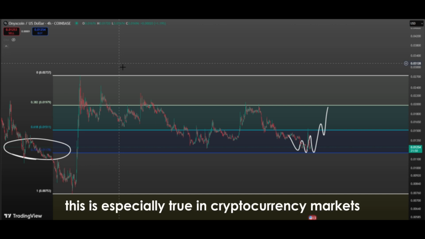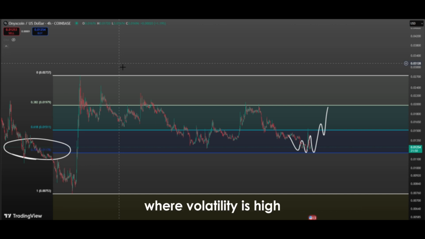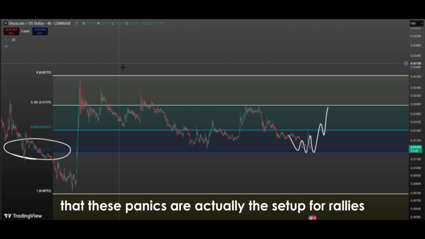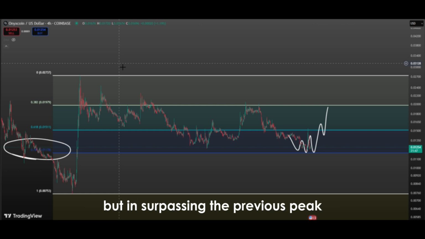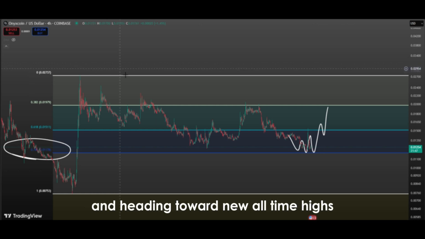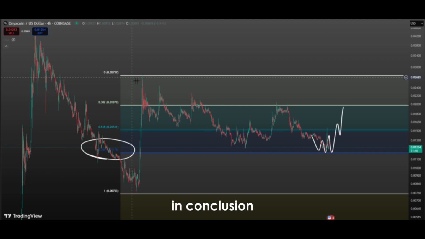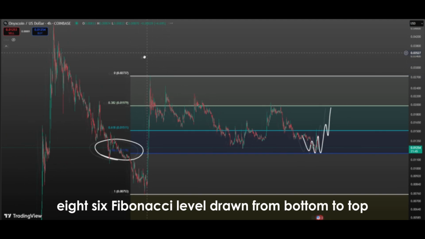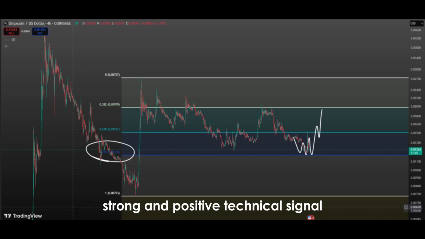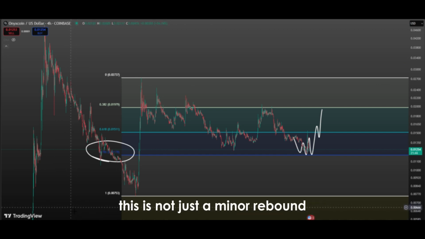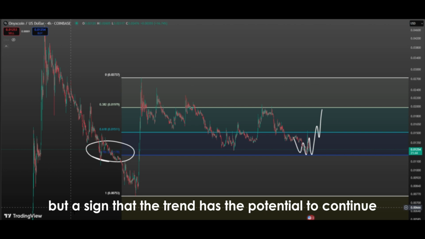This is especially true in cryptocurrency markets where volatility is high and price movements tend to deepen, often causing panic among investors. But those who view the market with a professional eye know that these panics are actually the setup for rallies. A reversal starting at 0.786 often results not only in recovery, but in surpassing the previous peak and heading toward new all-time highs. In conclusion, when price begins bouncing from the 0.786 Fibonacci level drawn from bottom to top, it is a very strong and positive technical signal. This is not just a minor rebound, but a sign that the trend has the potential to continue.